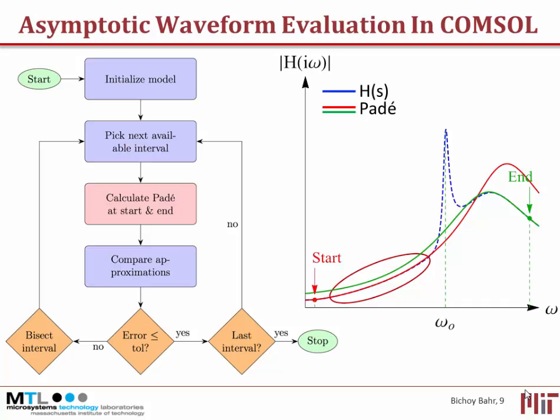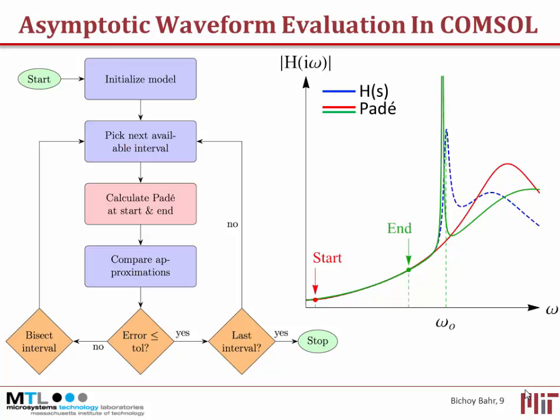So when we see that, we know there must be something in between. There must be a peak, there must be something happening. So the next step is basically to bisect the interval and deal with each half individually. When we do that, we repeat the process again.